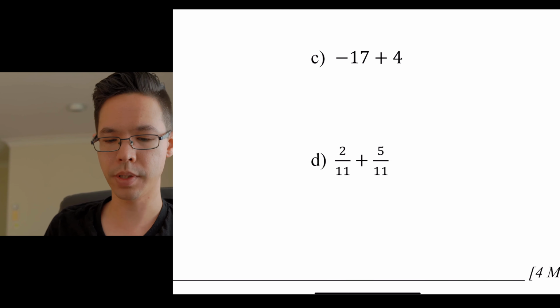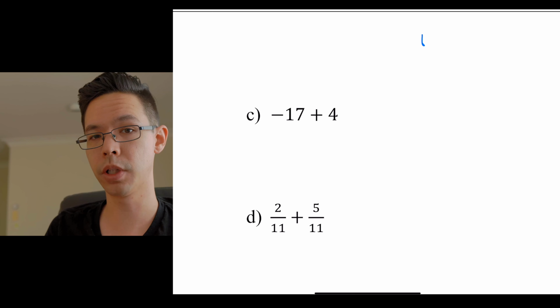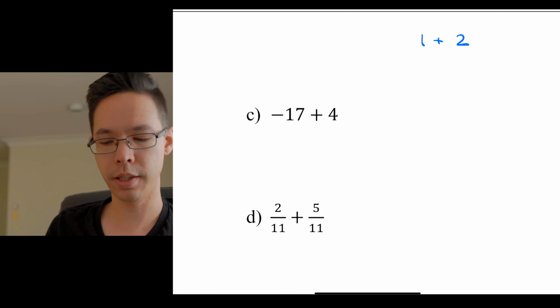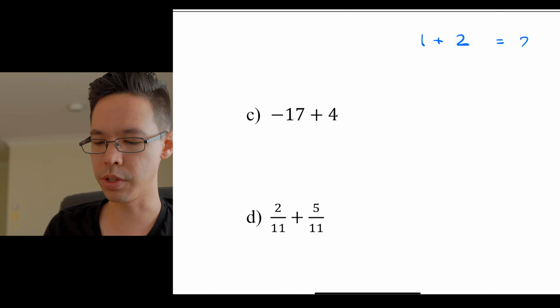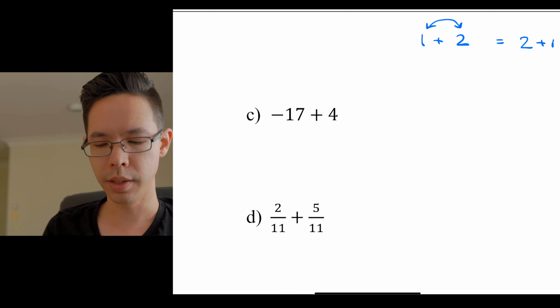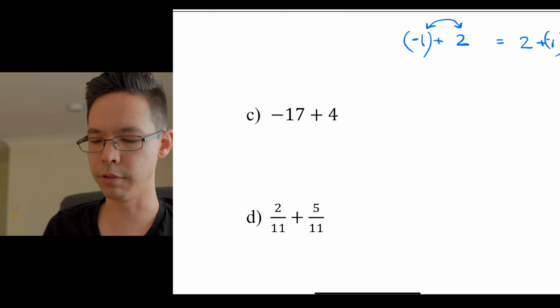-17 plus 4. So if you recall that addition and subtraction, you can actually shuffle the order, provided that you carry the negative signs correctly. So the idea is that, 1 plus 2 is the same answer as 2 plus 1. What's happened here is I've just swapped them around. If I have -1, then I must maintain that, so it'll be -1 over here.